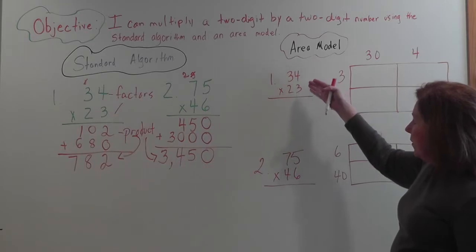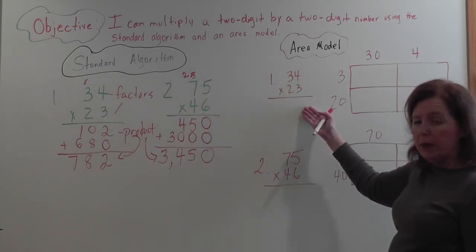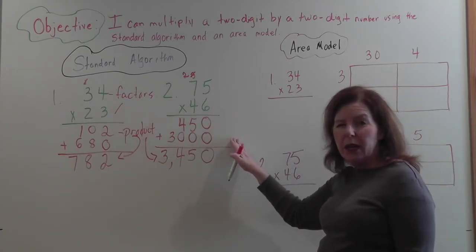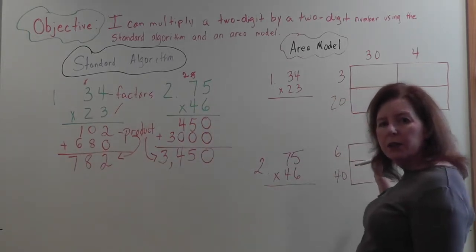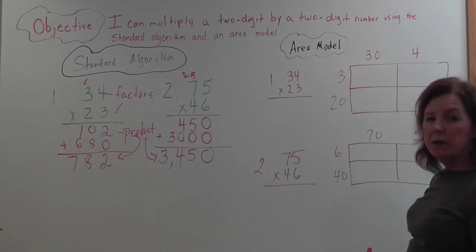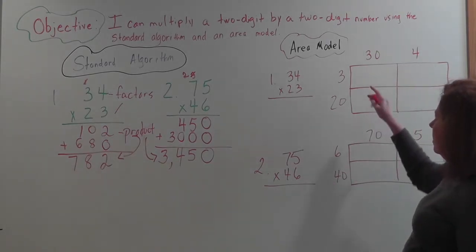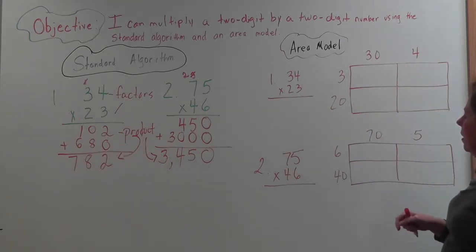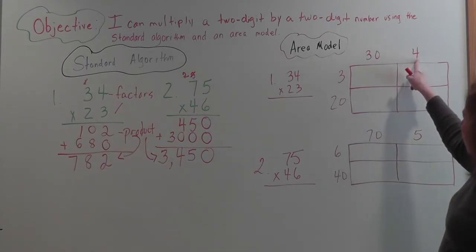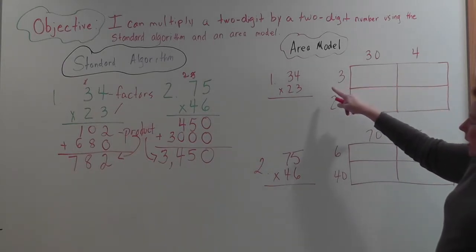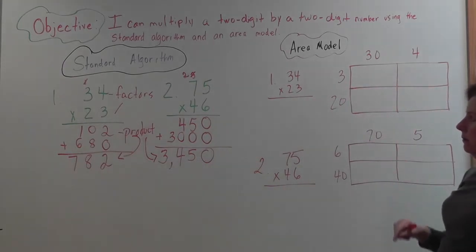Here's a problem, 34 times 23. And I'm like, I really don't understand this way, so I'm going to do the area model way. It's easier for me, so I'm going to choose that way. Okay? So what you do is you draw a rectangle, and you put 34 right here, and you divide it into 4 sections, and then I'll put 23.